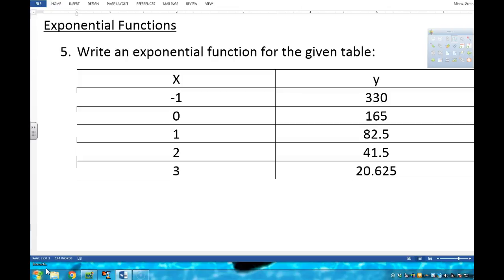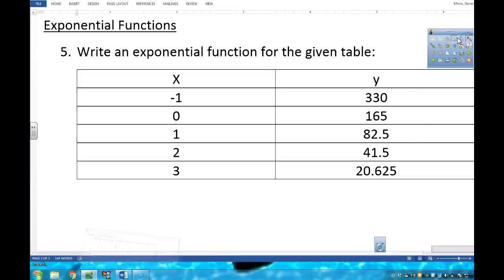On the test, the section will be labeled exponential functions, and then the section that's very similar will be labeled geometric sequences, so hopefully when you see those words it'll cue you in to which formula you're going to use. So this says, write an exponential function for the given table. We have a set of x values and a set of y values.